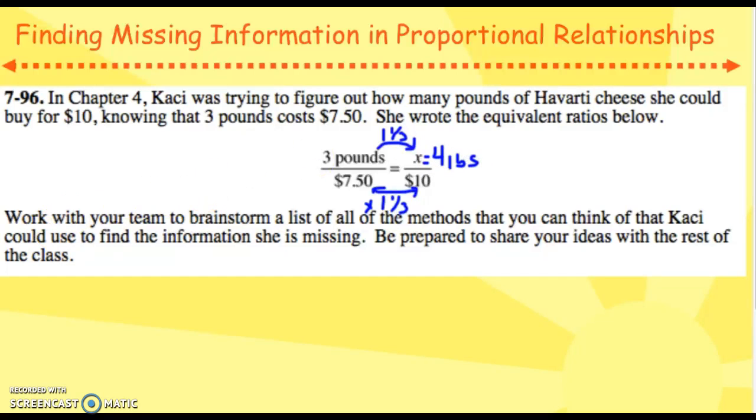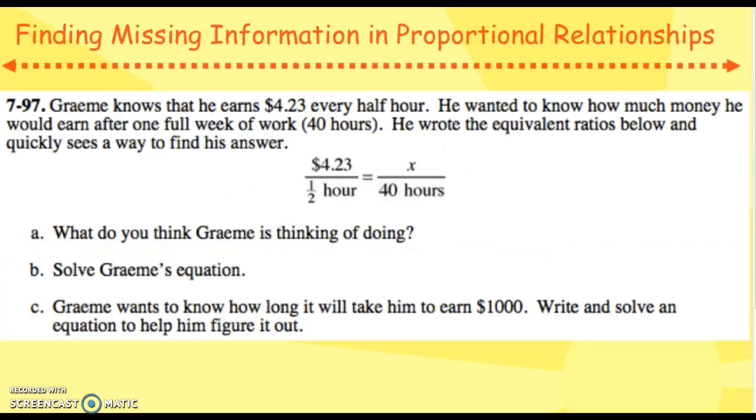Okay, we're going to try another one just like this. So you can write 7-97 in your notebook. Graham knows that he earns $4.23 every half hour. He wanted to know how much money he would earn after 1 full week of work, which is 40 hours. He wrote the equivalent ratios below and quickly sees a way to find his answer. What do you think Graham is thinking of doing?